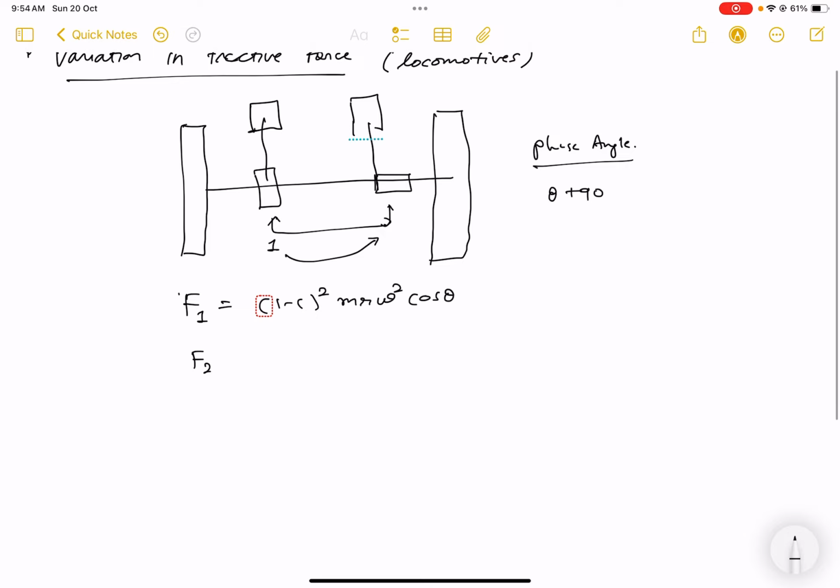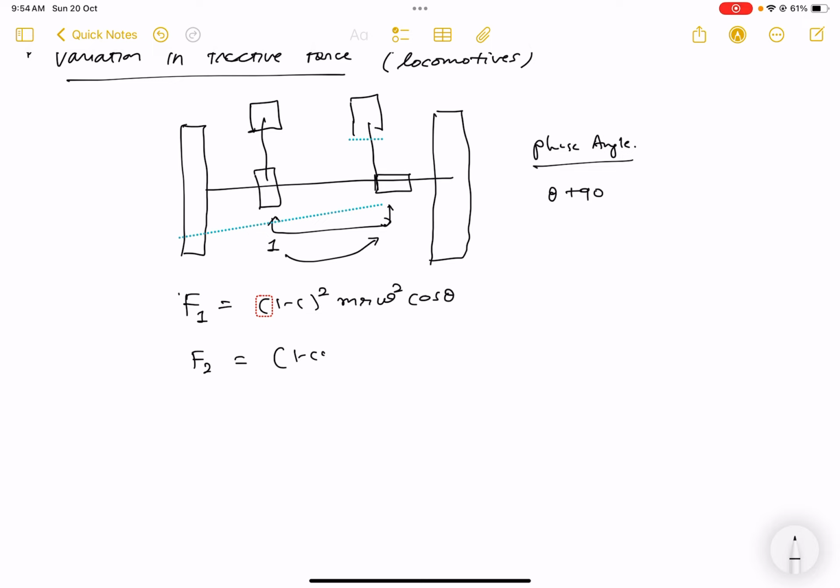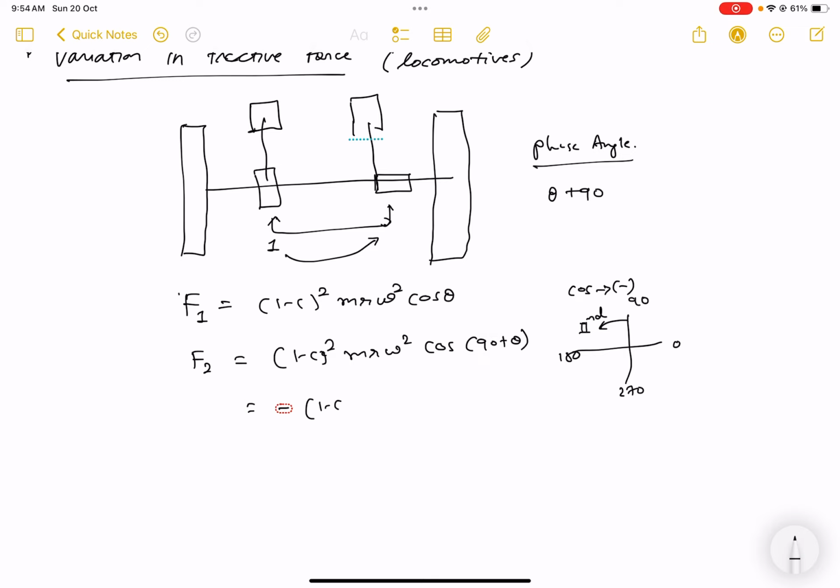Suppose we want to calculate for cylinder 2, then it will be (1 minus c) square mr omega square cos(90 plus theta). So for 90 plus theta, this will be the second quadrant, where cos will be negative. So this will be minus (1 minus c) square mr omega square sin theta, because for 90 plus theta, cos will be converted into sine.